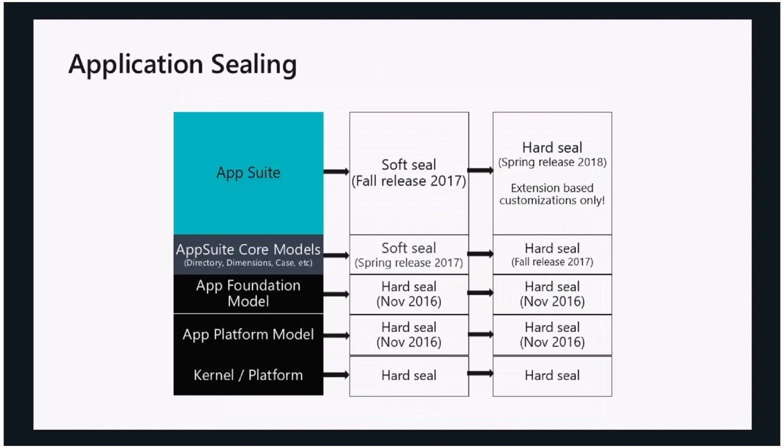Now, as of this new Extensibility Tech Talk in October 2018, we have sealed the entire application. This diagram really shows the history as we raise the bar from the platform into the application suite. As of the spring release 2018, also known as 8.0, we no longer support any overlayering across the Microsoft models. All customizations must be done through extensions.